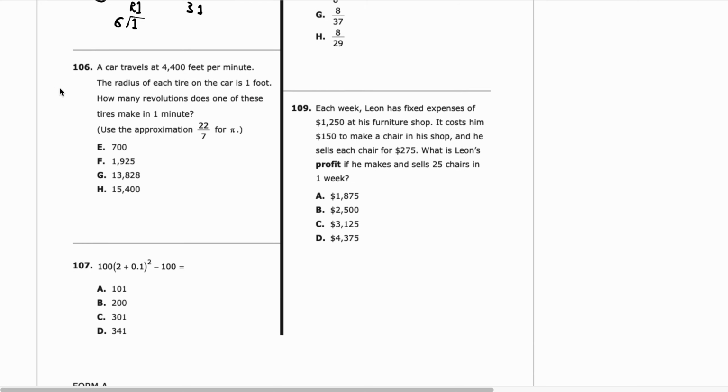Okay, so 106. A car travels at 4,400 feet per minute. The radius of each tire is 1 foot. How many revolutions does one of these tires make in 1 minute? Okay, so we know that the circumference of the tire times the number of revolutions must be equal to the distance traveled.